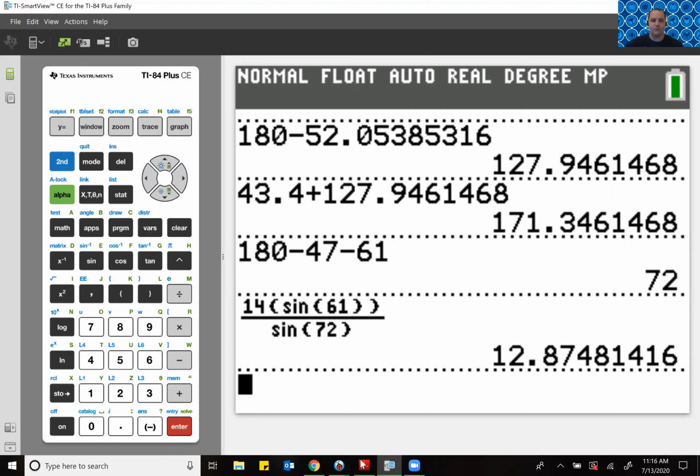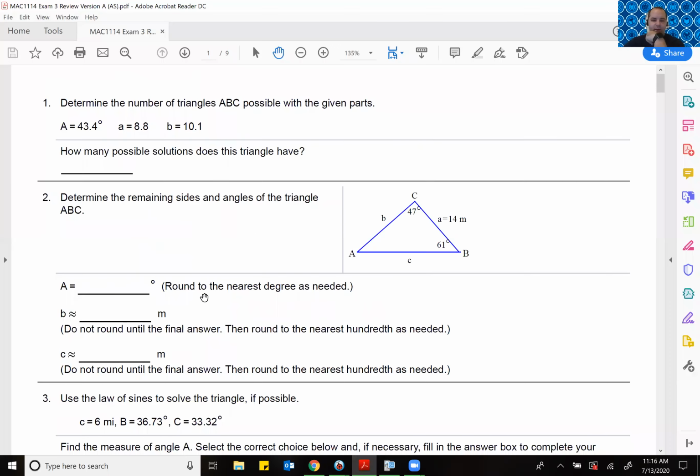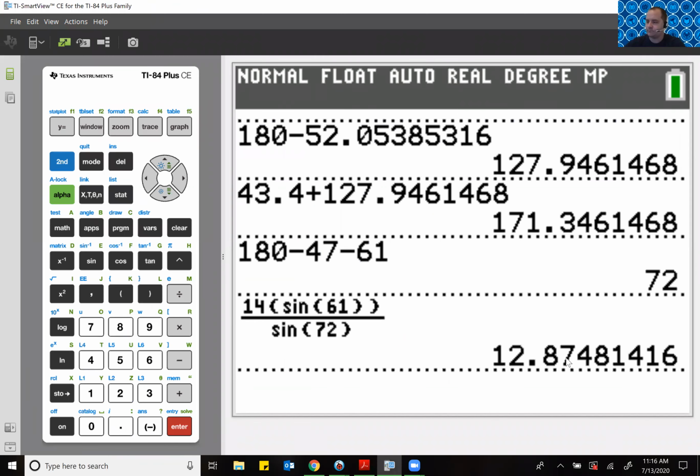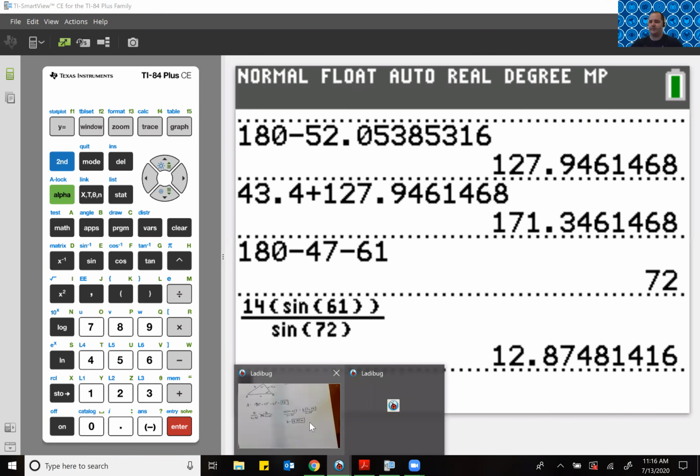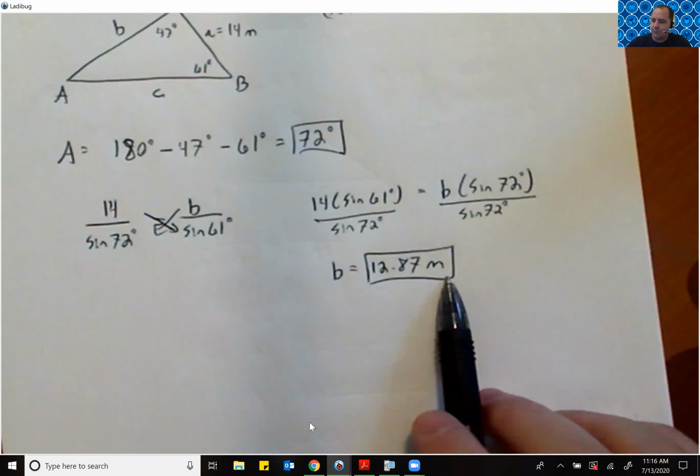But let's go back to here. That says round to the nearest degree for A. So we already did that. Down here, it says do not round until the final answer. So then round to the nearest hundredth. So hundredth is 2 decimal places. So 12.87 meters. There's our answer for B. 12.87 meters.